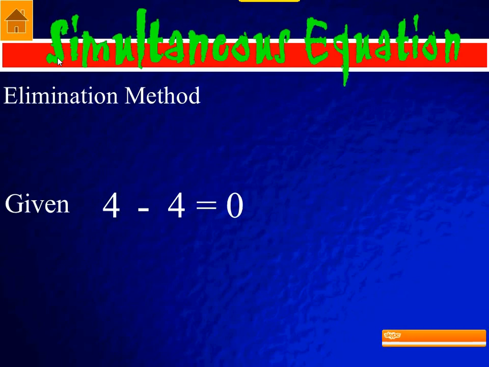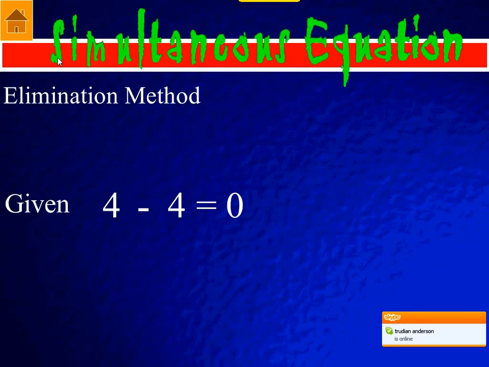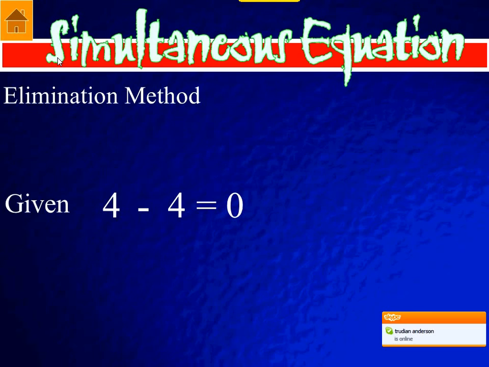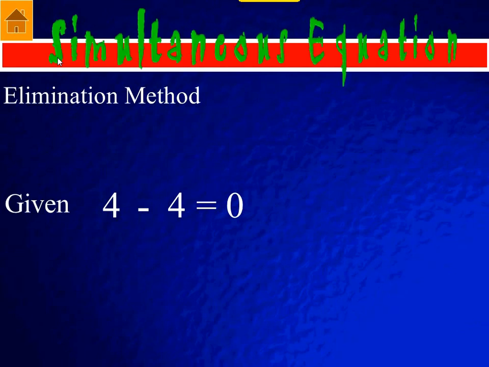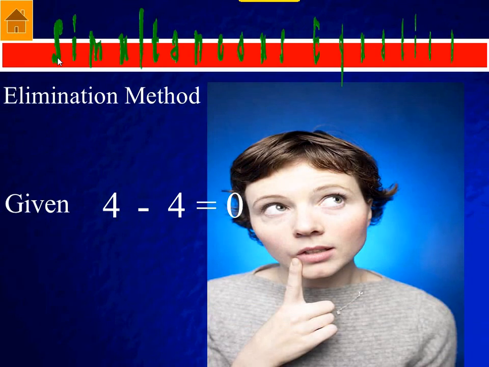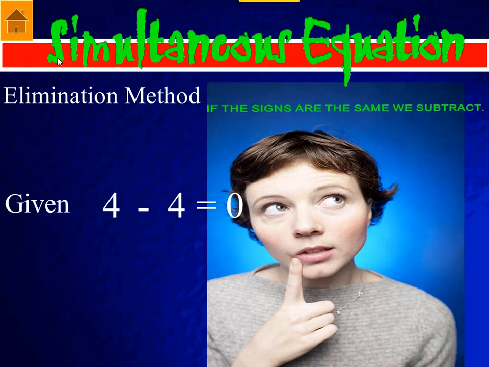So what we looked at just now, in order to eliminate this 4 that we were given, we have to take from it a number that is the same size, where the signs are the same. That is telling us that if the signs are the same, we need to subtract. So if signs are the same, we subtract to eliminate numbers.